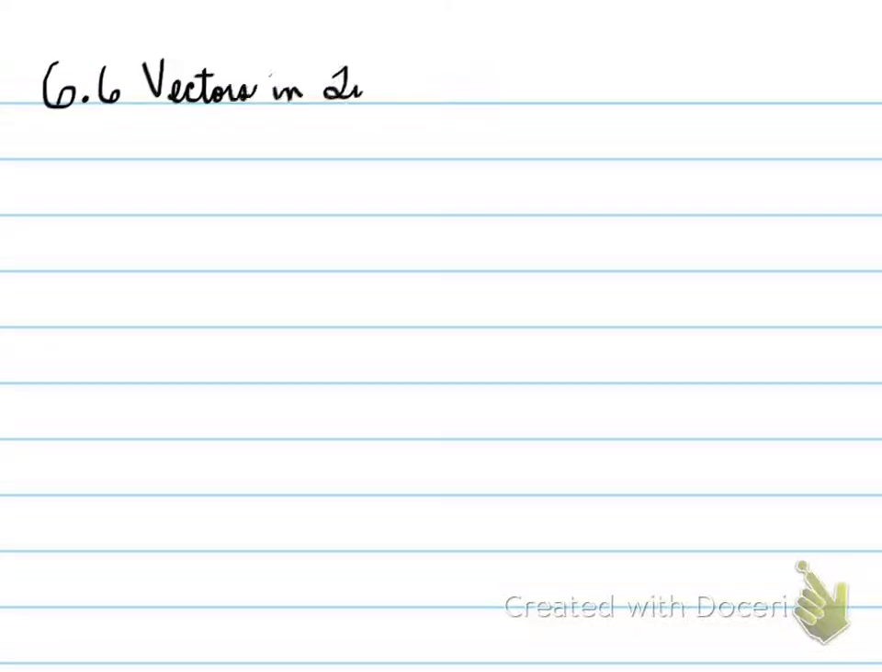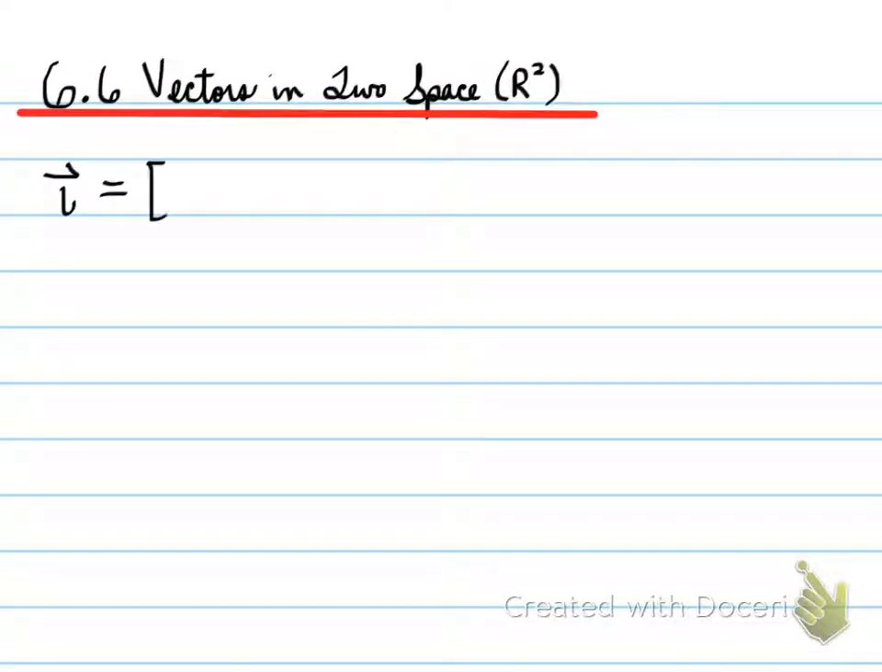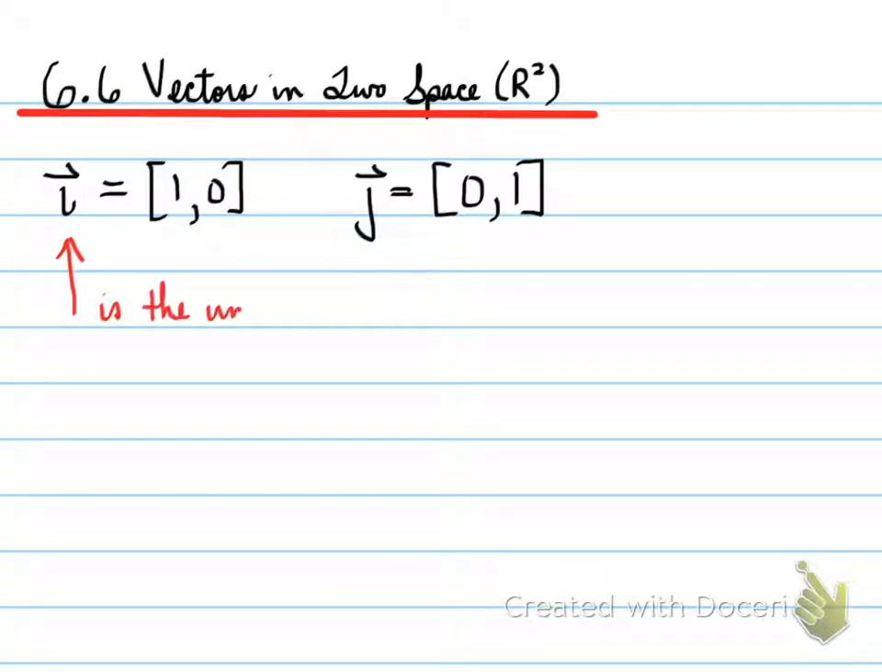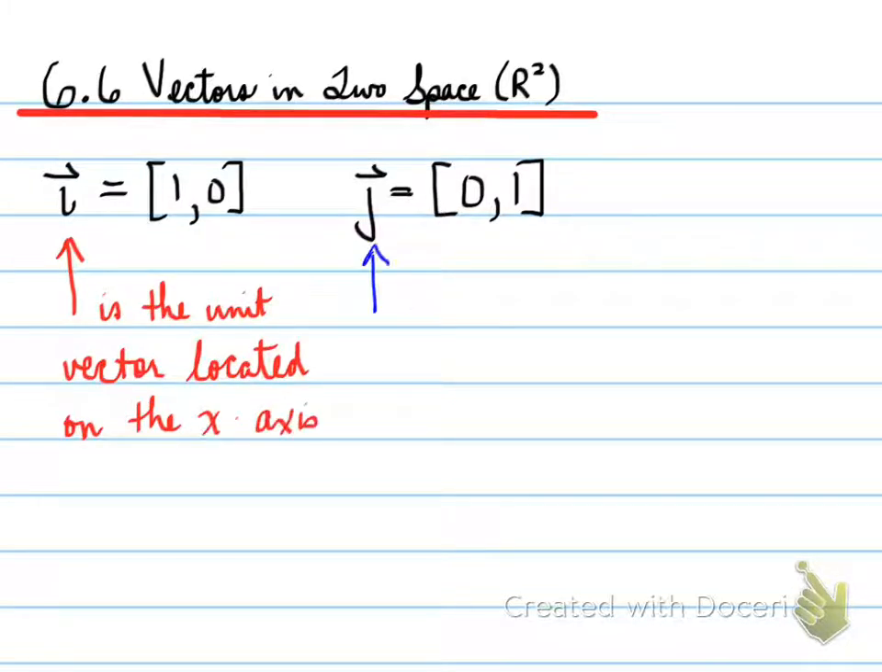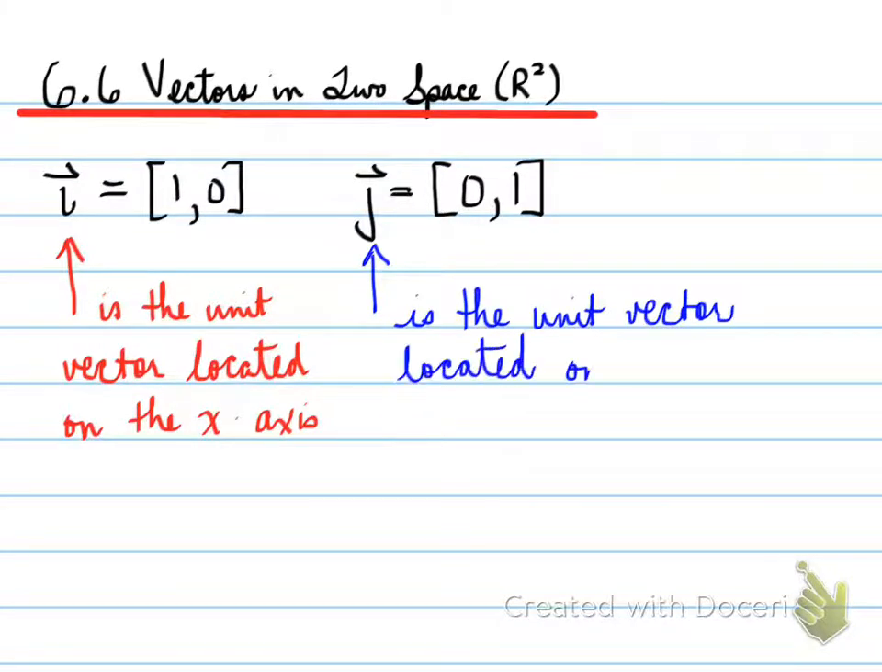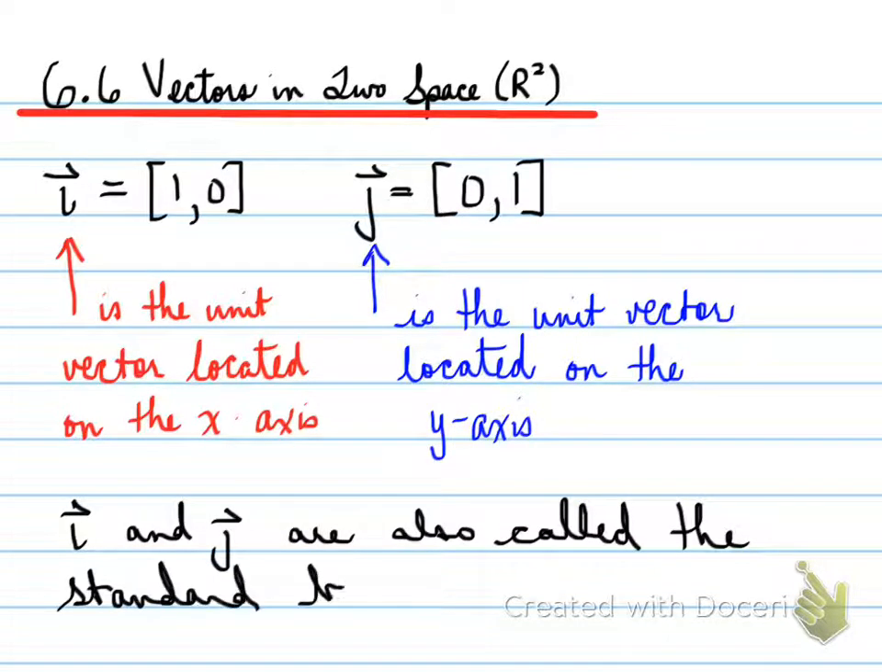Alright, vectors in space. When we're looking at vectors in space, we have to identify unit vectors. We're going to identify a vector along the x-axis, known as vector i, which has the components 1, 0, and vector j, which has the components 0, 1. Again, i is the unit vector located on the x-axis, and j is the unit vector located on the y-axis. i and j are also called the standard basis vectors in R2.